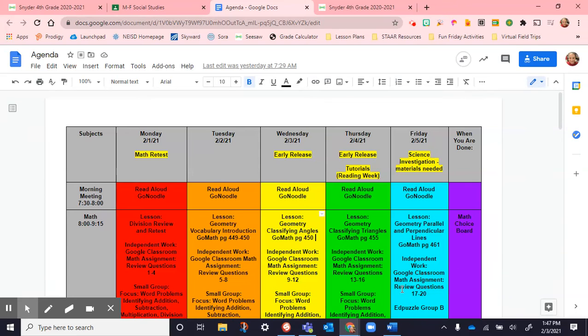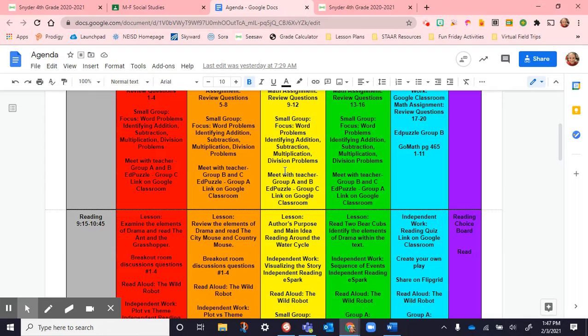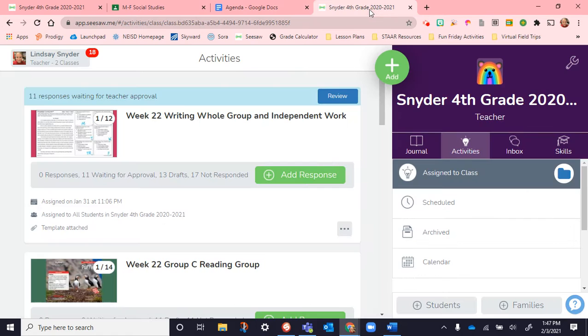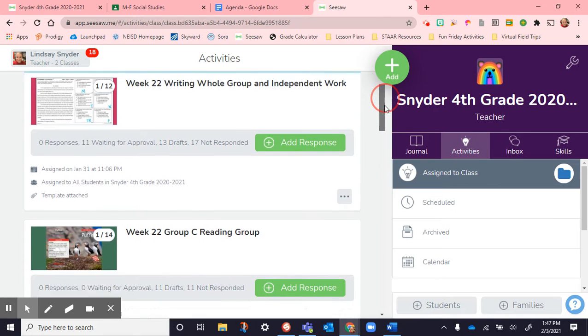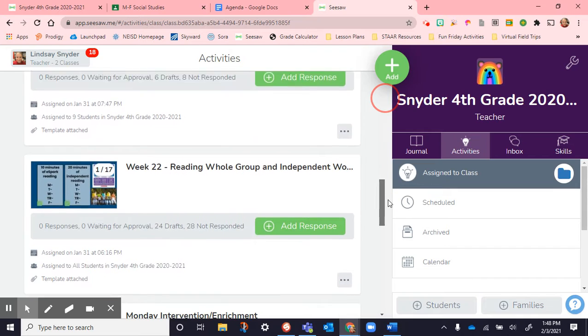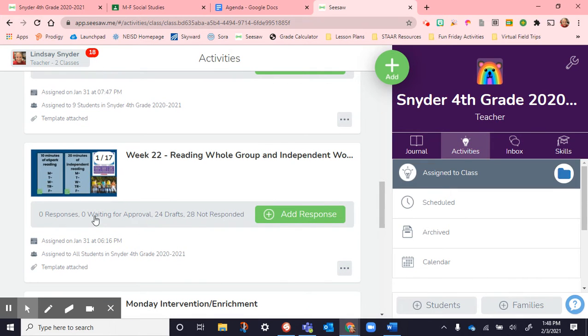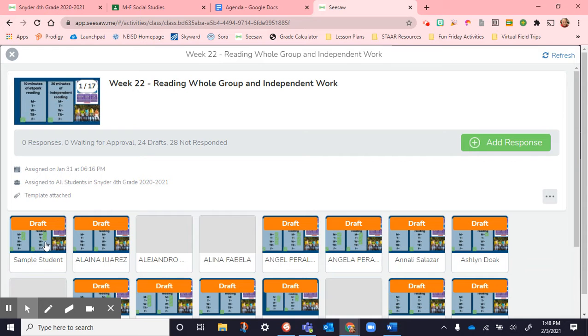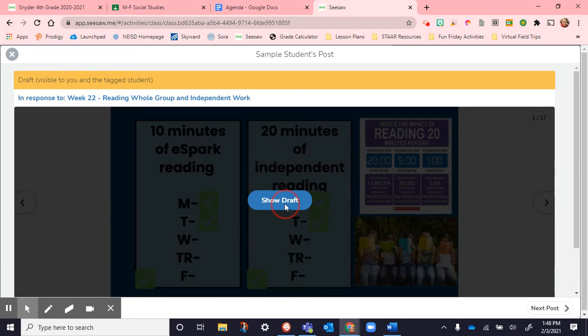Hello again. All right, so the other video had math, so I'm going to continue where we left off with reading. So in reading today, looking at this yellow box here, we continued to work with dramas, and we were looking at author's purpose and talking about why an author might have written this poem, or not this poem, this drama. So open up your Seesaw.